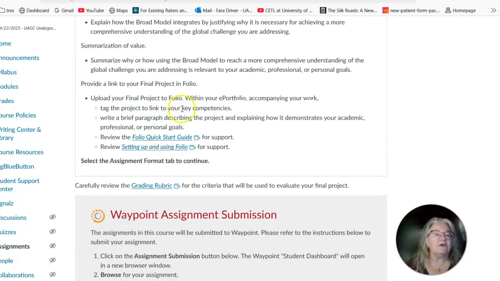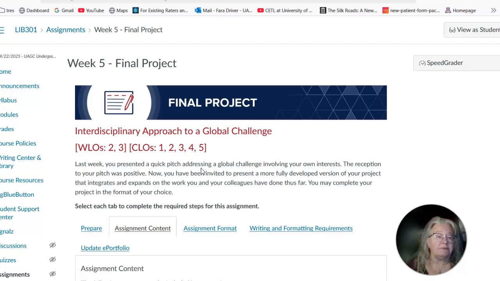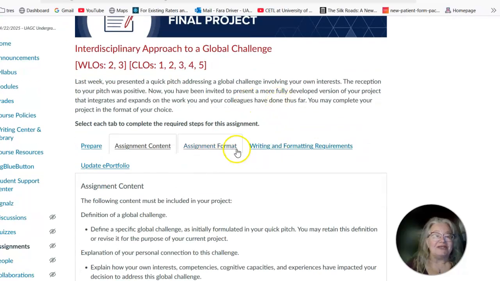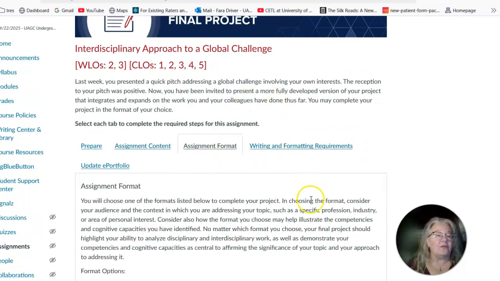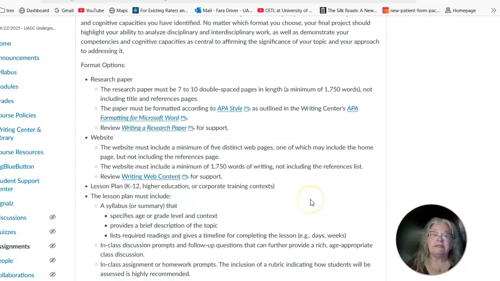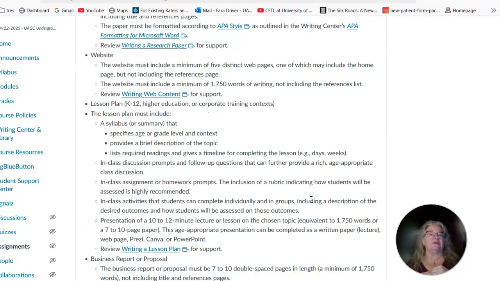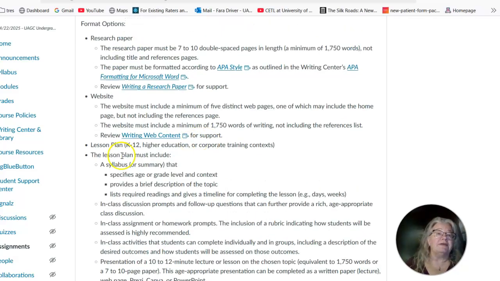So lots of fun things here to do, and this is just in our assignment body. You'll also upload your final project to Folio, and this will be a big part of what's going on with this as well, because you're going to be referencing your final project in that. The assignment format, you have choices here, and you need to start thinking about those, because that's going to play into how much time you have to put all of this together.